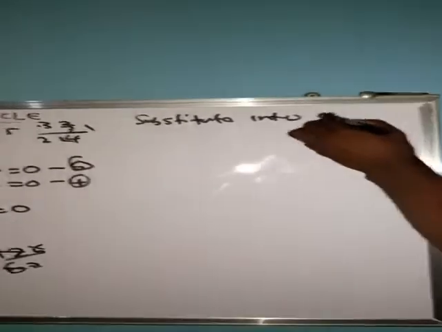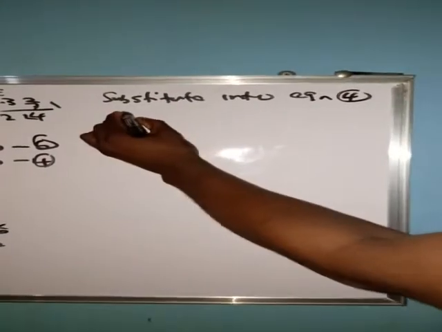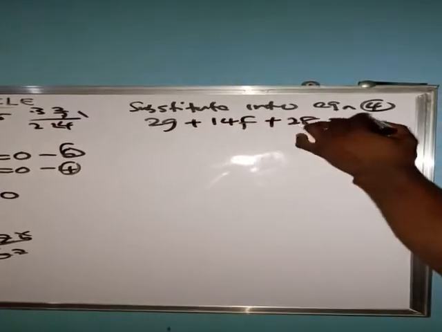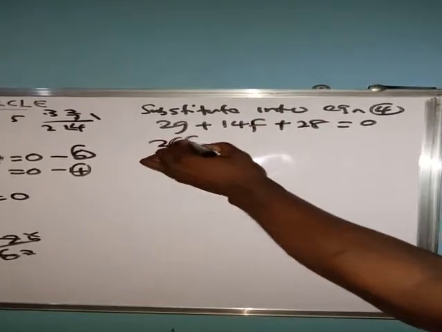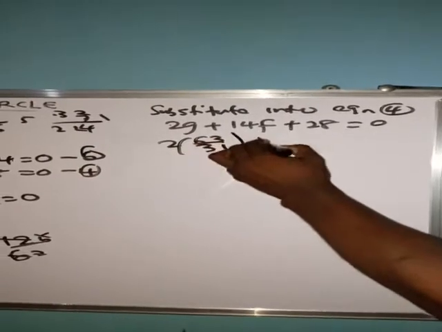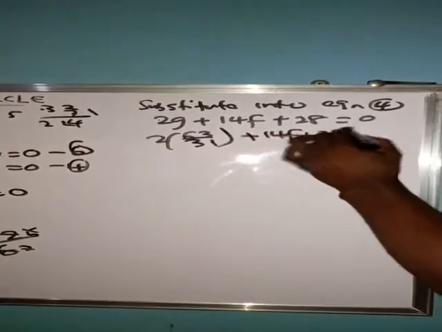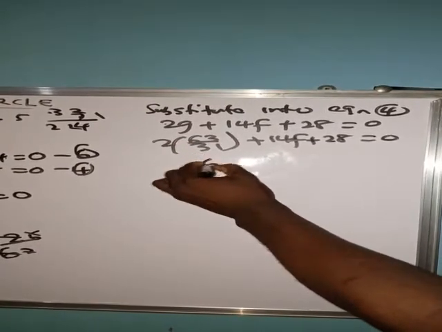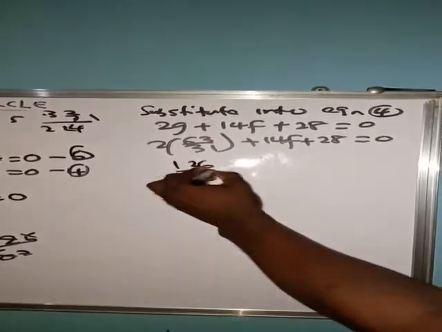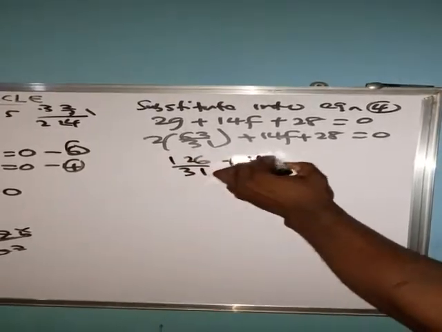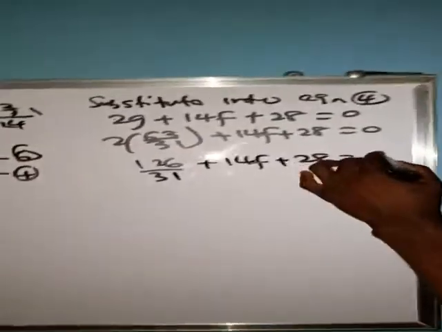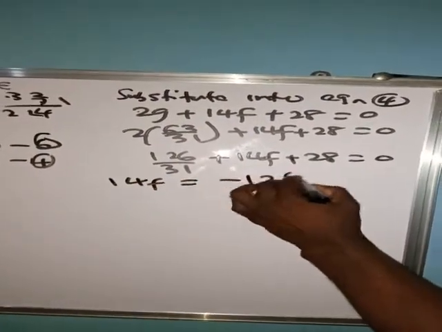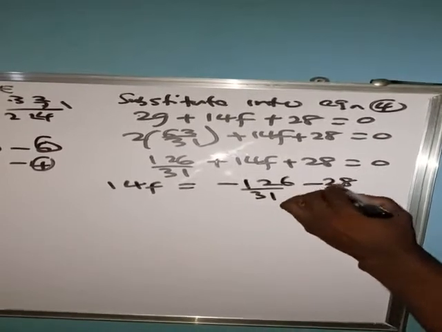Let's use 4 in equation 4. Equation 4 says 2g plus 14f plus 28 is 0. Then 2 times g, which is 63 over 31, plus 14f plus 28 is 0. So 2 times 3 will give you 6, and 2 times 6 will give you 12, over 31 plus 14f plus 28 is equal to 0. So 14f is equal to minus 126 over 31 minus 28 over 1.